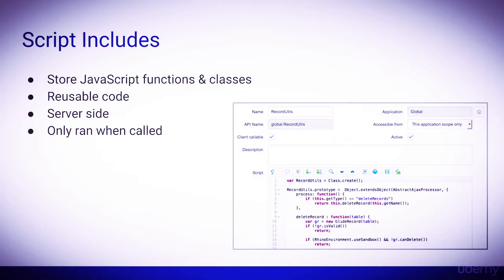Script includes store JavaScript functions and classes on the server side. They provide a way to leverage reusable code. So if you have common functions that you use throughout the system, you can store it once within a script include and then just call it from within another script. Of course, they are stored on the server side. However, they can be invoked on the client side using something called Glide Ajax. Script includes are only ran when called, which improves performance.